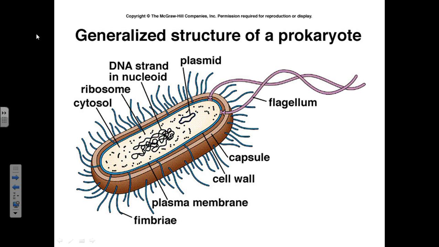There's a typical bacteria. It may have flagella to help it move. It may have a plasmid, extra pieces of DNA that it can swap during conjugation. It's always going to have this one big chromosome in the middle. You see all these little dots? Those are ribosomes that help it make proteins.